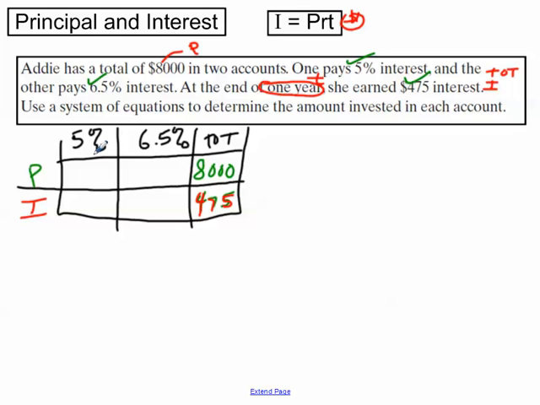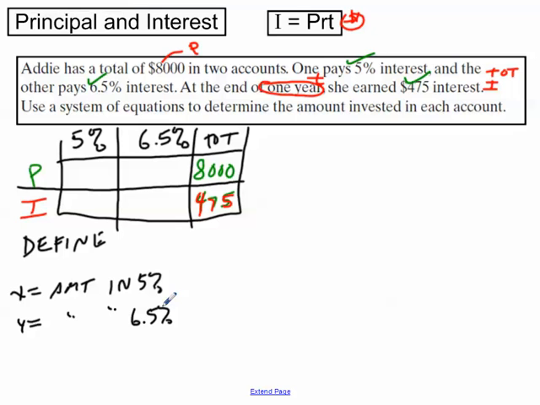All right, so what do we have? We've got to define our variables. x equals the amount of principal in the 5% account, y equals the amount of principal in the 6.5% account. So let's go up and fill in those numbers. X is here, y is right there. And now we take our interest equals principal times rate times time to figure out our interest. What's our principal? X. And you know what? Let's write this down as it stands.